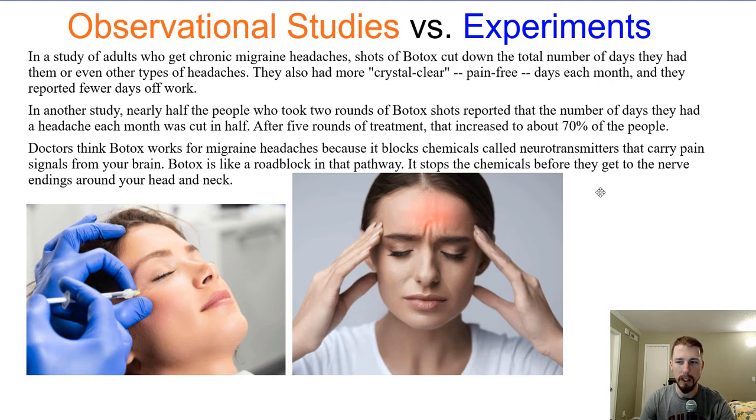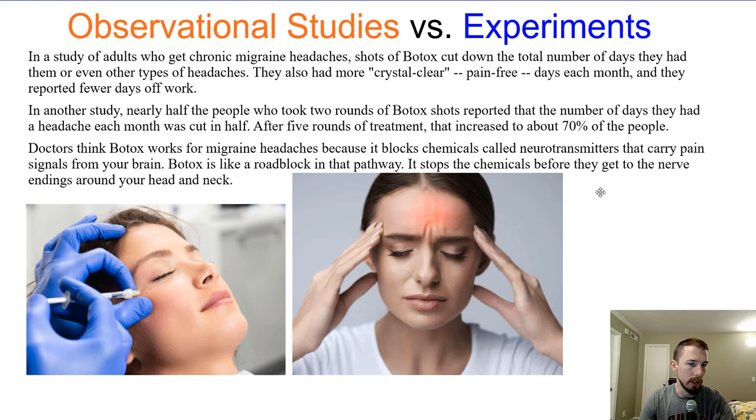In the study of adults who had chronic migraine headaches, a shot of Botox cut the number of days they had them, or even other types of headaches. They also had more crystal clear, pain-free days each month and reported fewer days off work. In another study, nearly half the people who took 2 rounds of Botox shots reported the number of days that they had a headache each month was cut in half. After 5 rounds of treatment, that increased to about 70% of the people. So it seemed to be very effective.